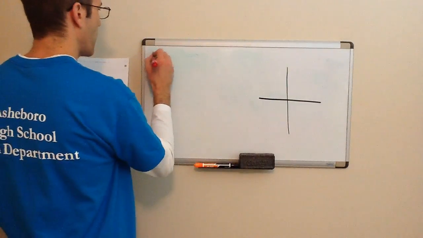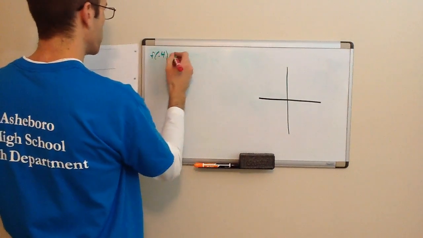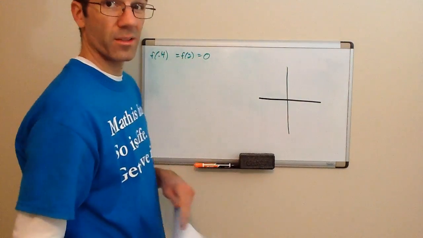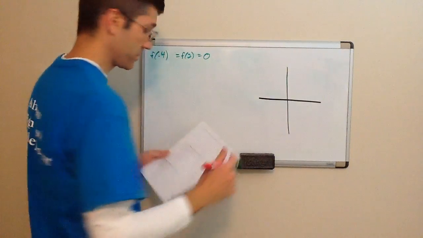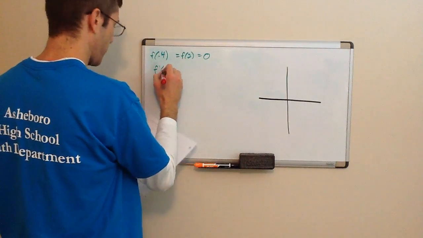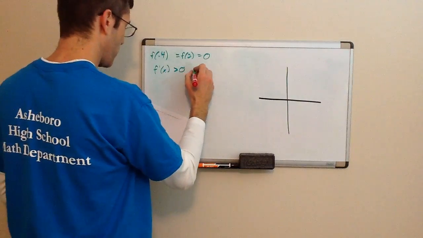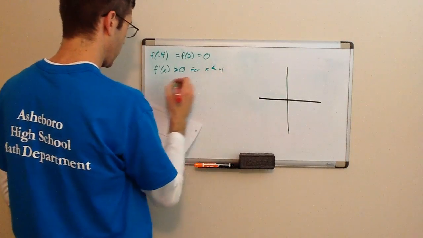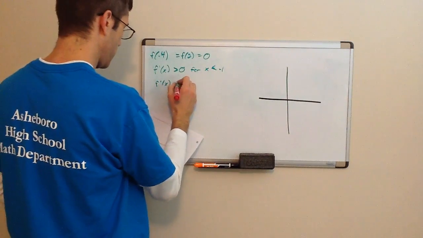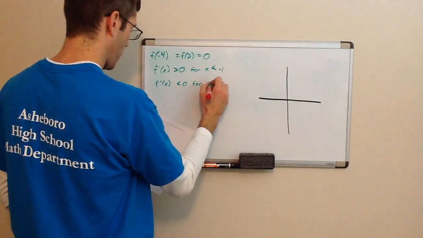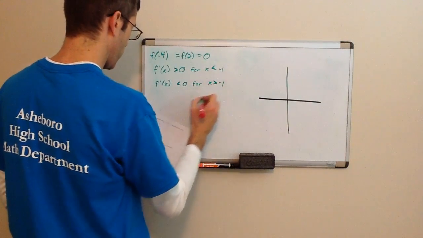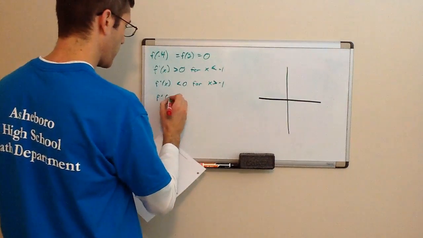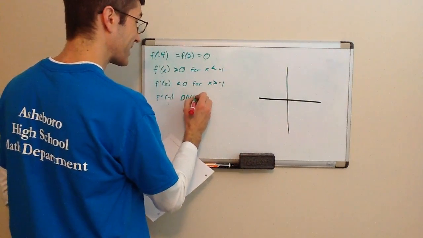They said that f of negative 4, I'll write this quickly since you already have it, equals f of 2, which equals 0. You know what that means, right? X-intercepts. F prime of x is greater than 0 for every x value less than negative 1. F prime of x is less than 0 for x greater than negative 1. F prime of negative 1 does not exist.